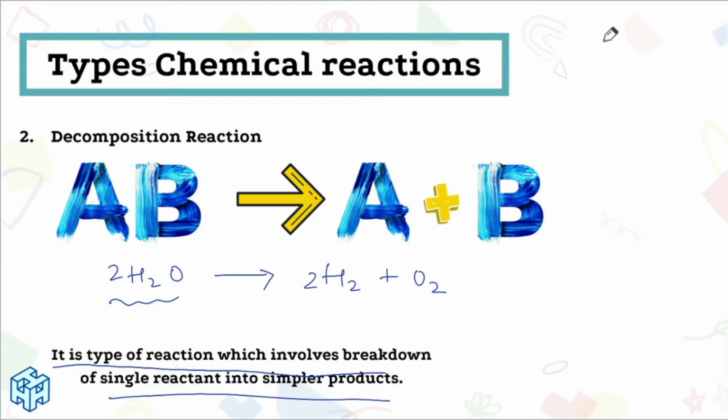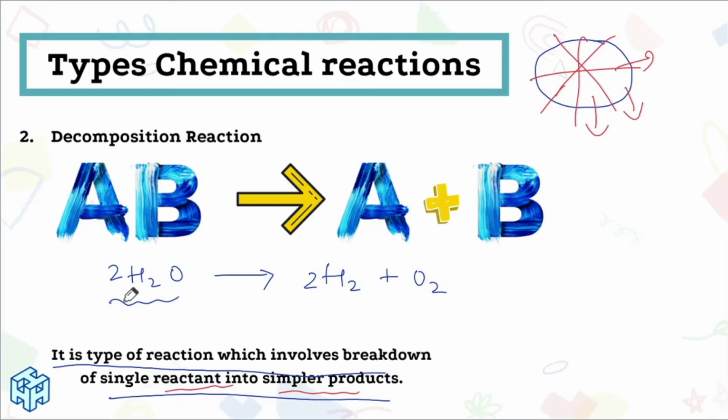Let me consider I have a bigger element. To modify it, I am breaking it into smaller parts, like small, very tiny parts. This is one part, this is one part, this is one part. Similarly, decomposition is a type of reaction which involves breakdown of a single, larger reactant into simple products. For example, H2O is a large component. We are dividing it into hydrogen and oxygen.